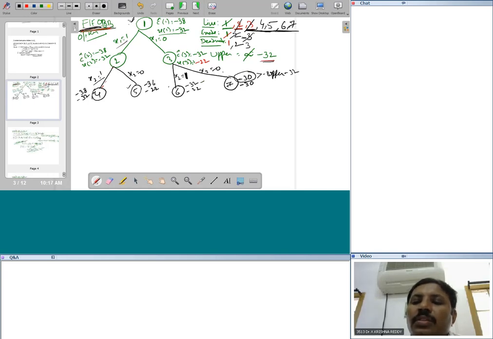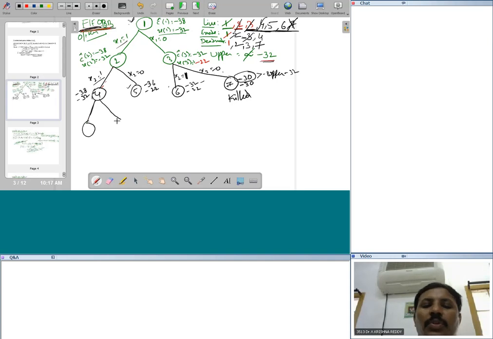Minus 30 is greater than the current upper, that is minus 32. That's why this node is killed. This means node 7 is moved from the live nodes to the dead nodes, because from this node there is no possibility to get the answer node. Based on this bounding function we killed node 7, and it automatically moves to the dead nodes. So for the next expansion of FIFO BB, only 4, 5, 6 are live nodes. Out of these, 4 is the first generated node, so we have to expand node 4.